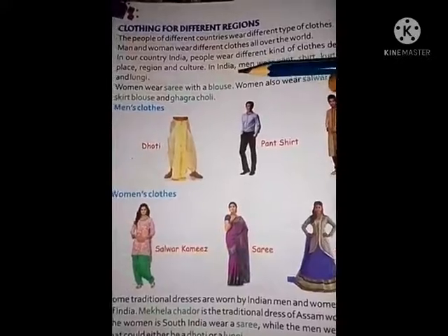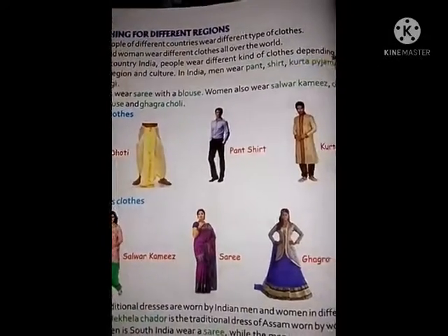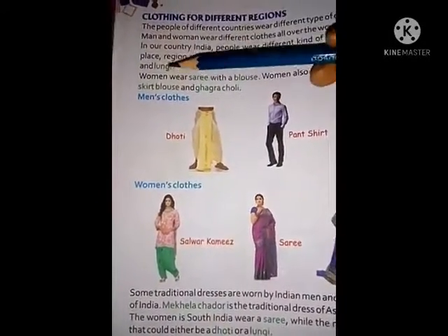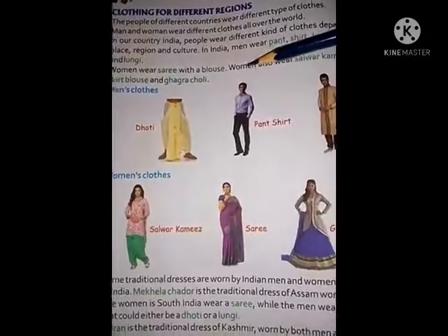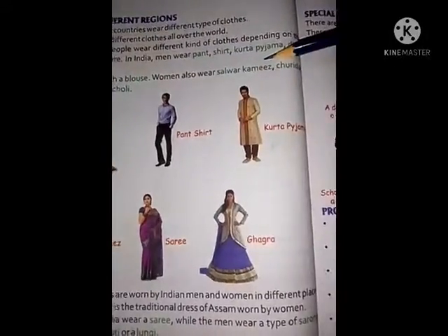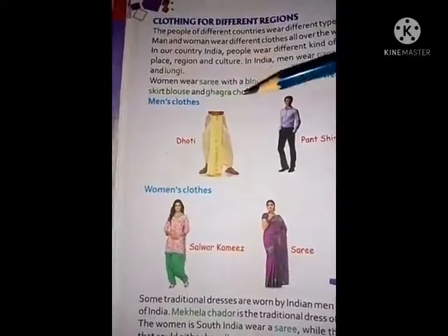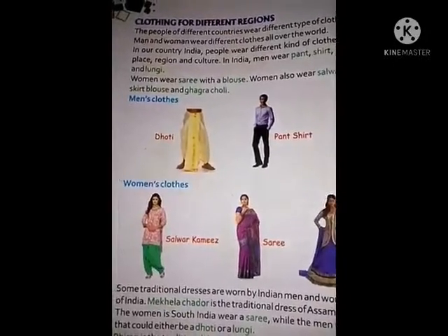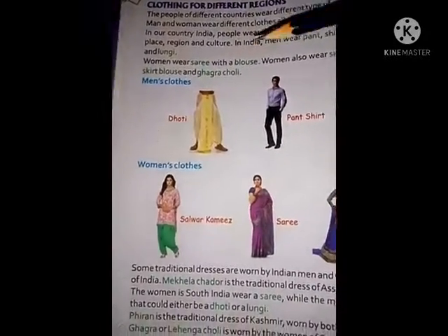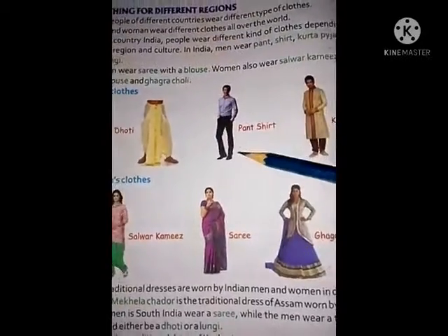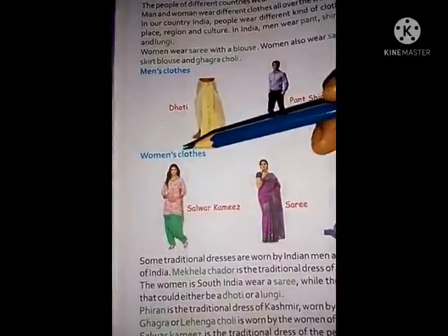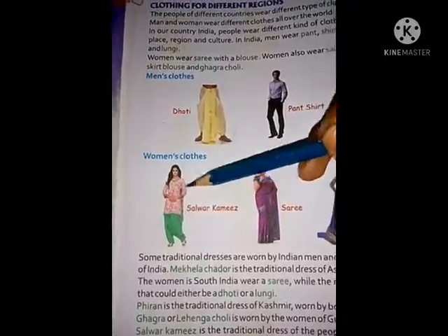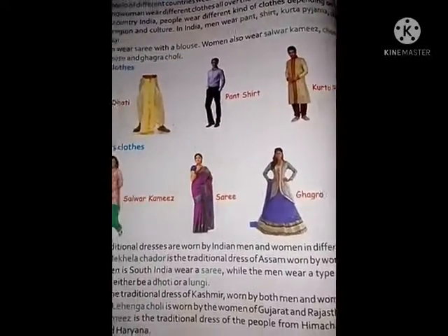Okay, in India, men wear pant, shirt, kurta pajama, dhoti and lungi. Women wear sari with a blouse. Women also wear salwar kameez, churidar, skirt blouse and ghagra choli. So these are the different types of clothes Indian men and women use. Okay, men's clothes: dhoti, pant shirt, kurta pajama. And then women's clothes: salwar kameez, sari and ghagra.